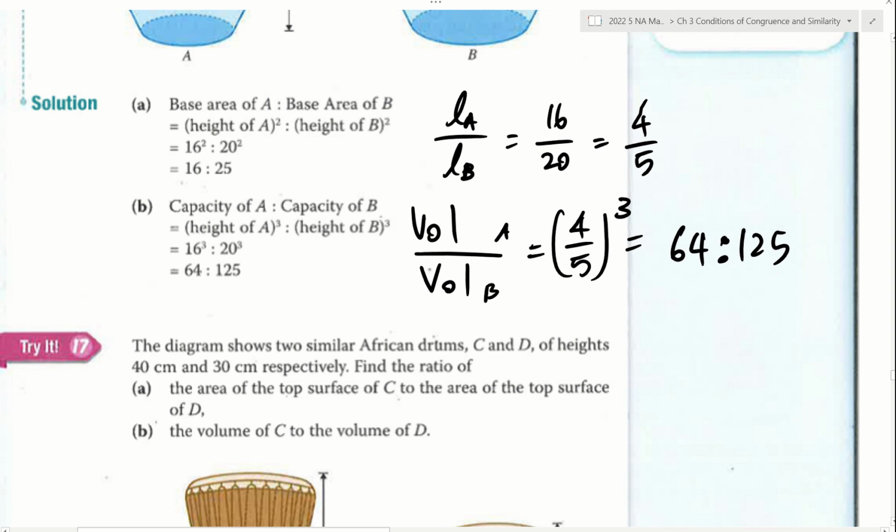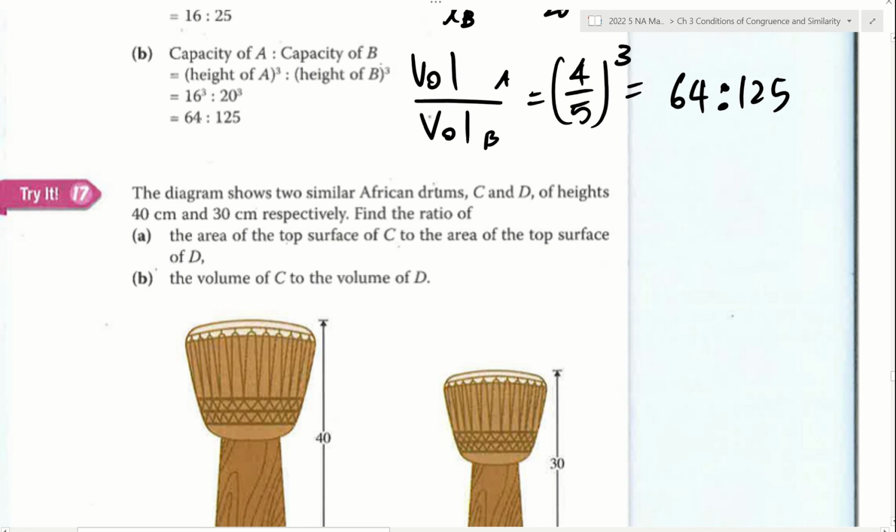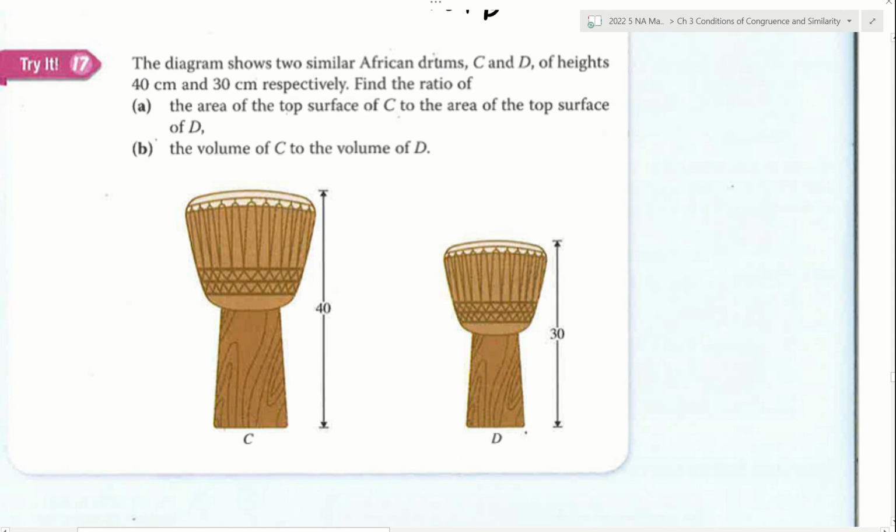So you try now. Exercise. Try 17. Two similar drums. Height 40 and 30. Remember to reduce them, becomes 4 to 3. Find the ratio of the area of the top to the area of the other top. Then find ratio of volume. Okay, go ahead and do it now.